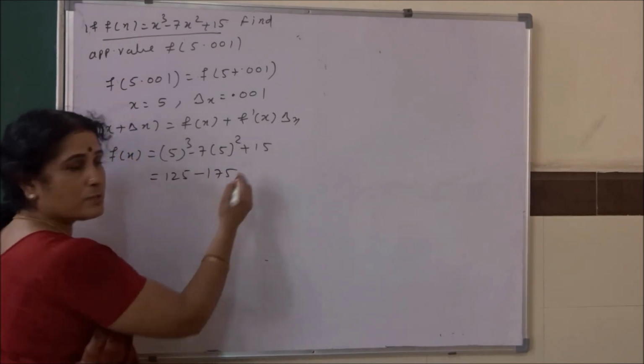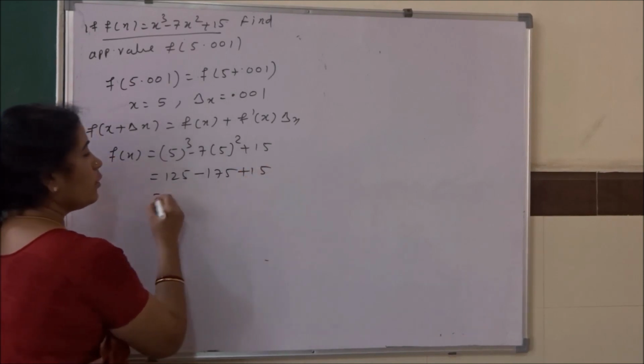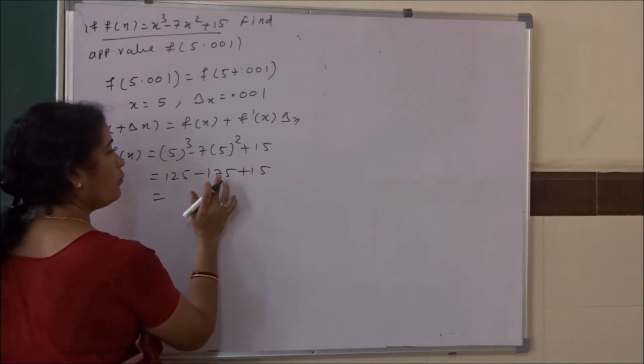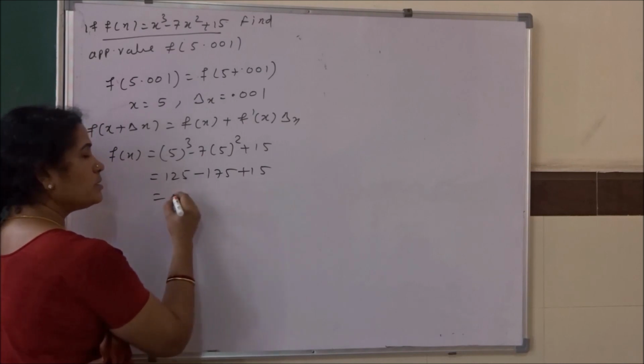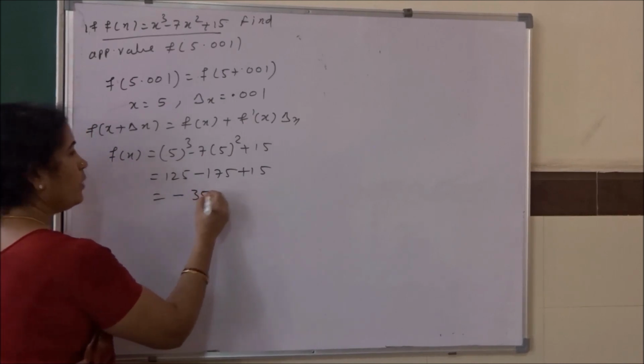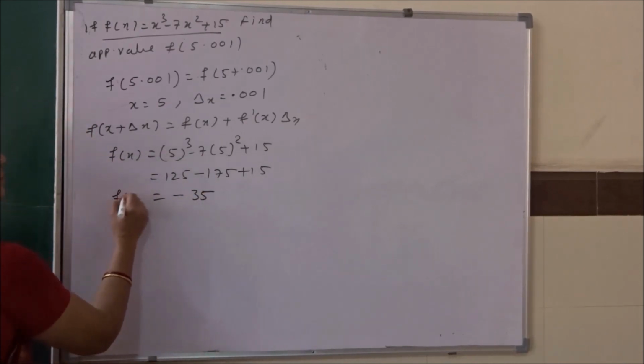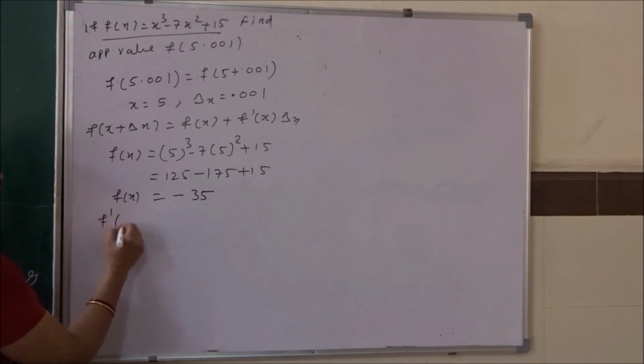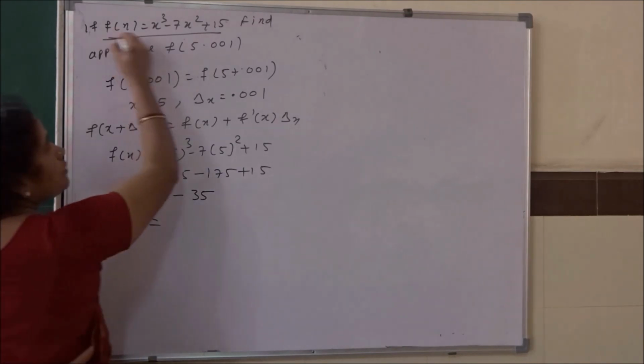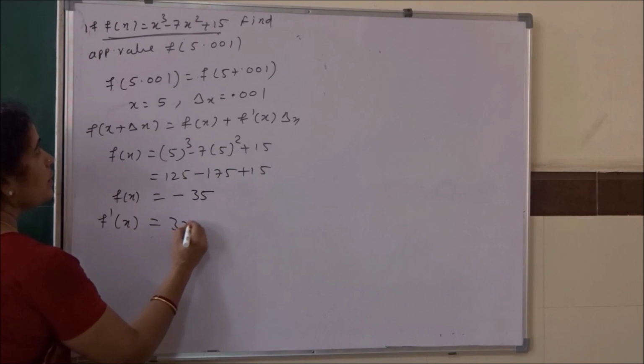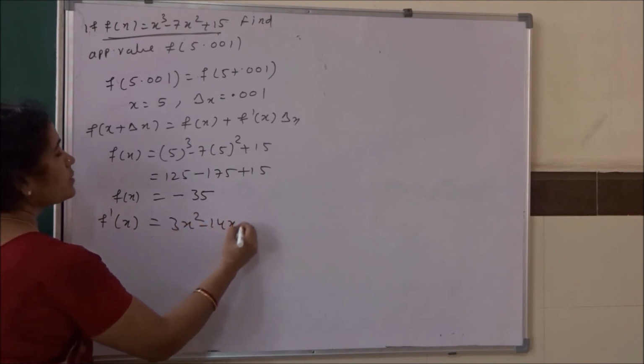175 and then plus 15 plus 15. Now that is equal to, here we have minus 50 minus 35. Am I correct? So that is f of x. Okay. Now what is f dash of x? F dash of x, differentiate this. F dash of x, that is 3x square minus 14x plus 0.